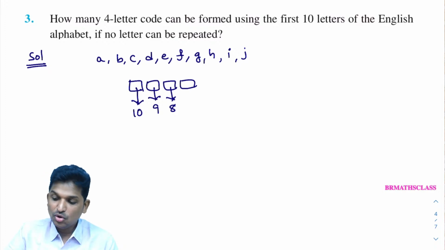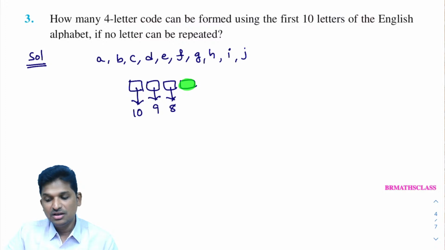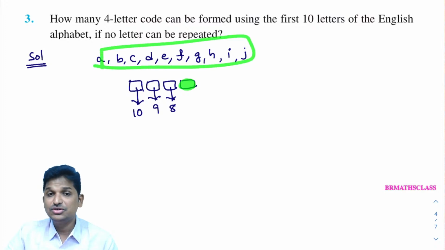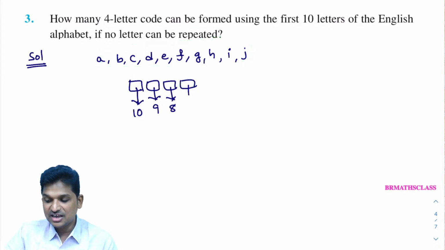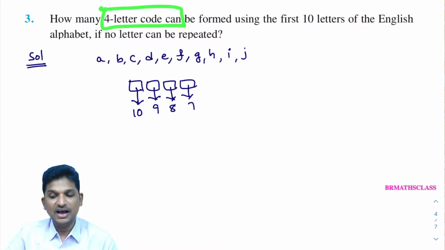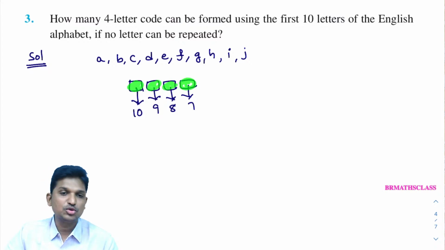Okay. Now what about this fourth box? Repetition is not allowed. Out of 10 letters, I already used 3 letters. Now how many letters are remaining? 7 letters are remaining. So this can be done in how many ways? This can be done in 7 ways. Okay, the actual work is forming a 4-letter code. I divided this into 4 works: filling first box, second box, third box, fourth box, like that.